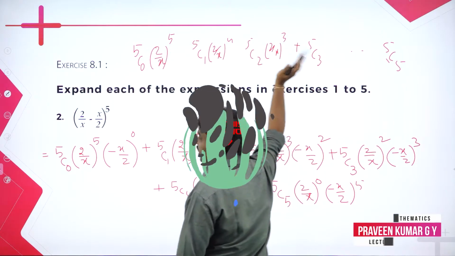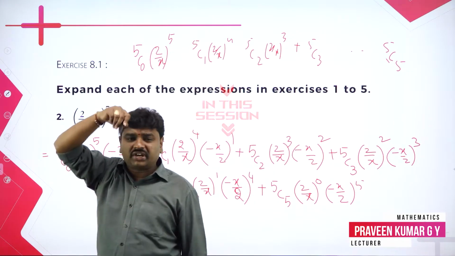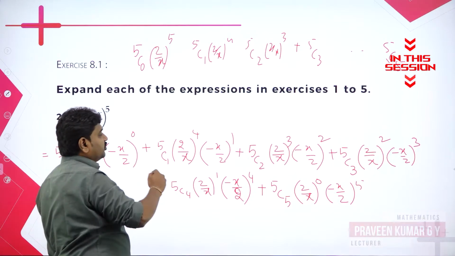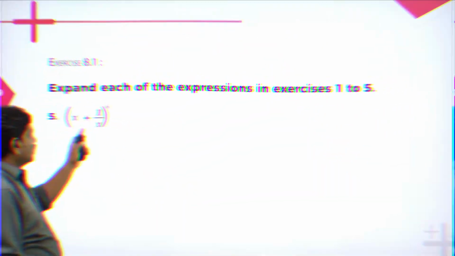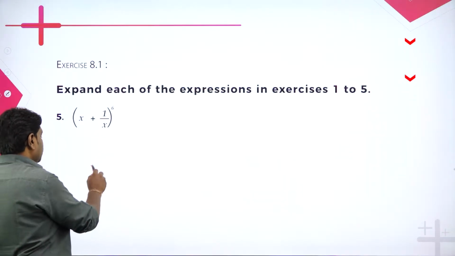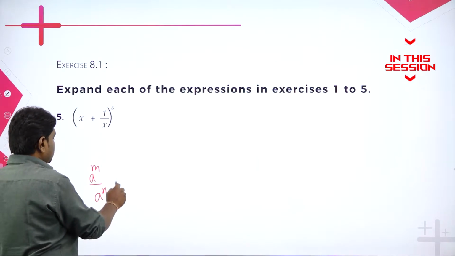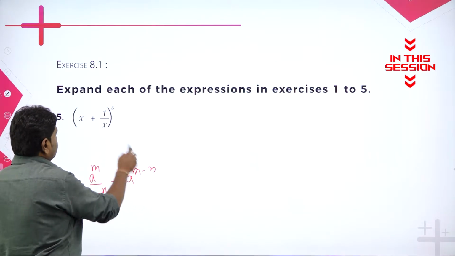3, like that you go on decreasing until it becomes 0. Second term power starts from 0 and goes on increasing 1, 1, 1. Here we have to use the law of indices: a power m by a power n can be written as a power m minus n to simplify.